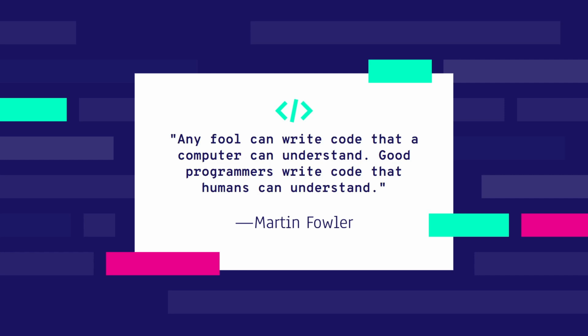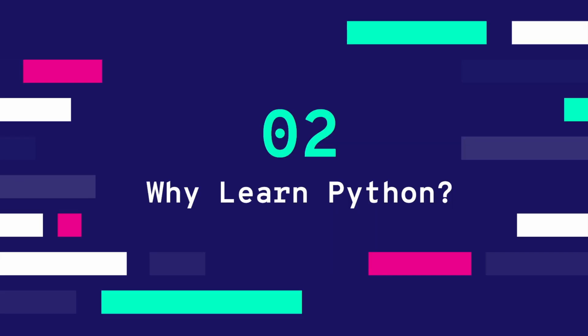Any fool can write code that a computer can understand. Good programmers write code that humans can understand. Said by Martin Fowler. Now, number two.